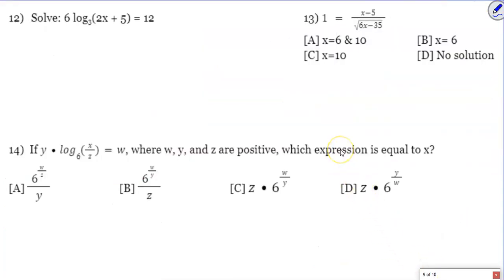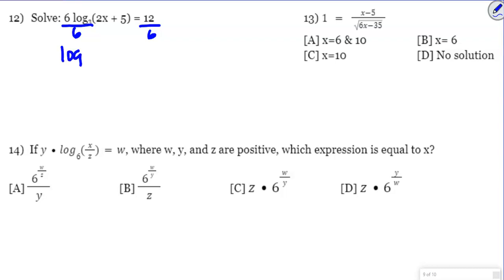A couple more. So what would we do first with number 12 if we're solving it? Wouldn't we divide everything by 6? Yes. Again, the way we know that we don't take it to a power is because we got a number on the other side. That's how we do these differently, okay?